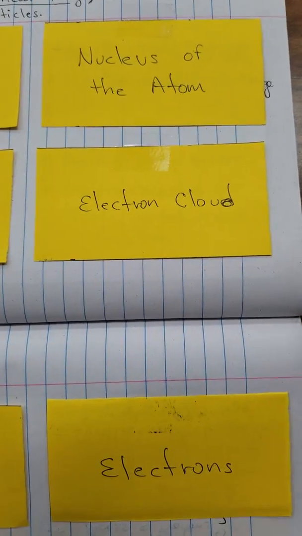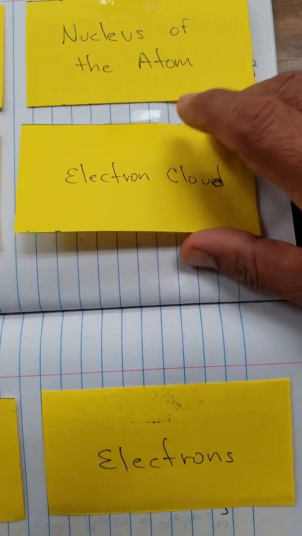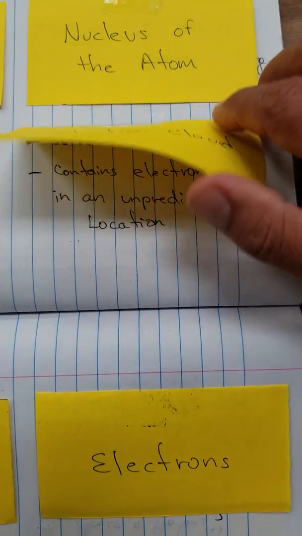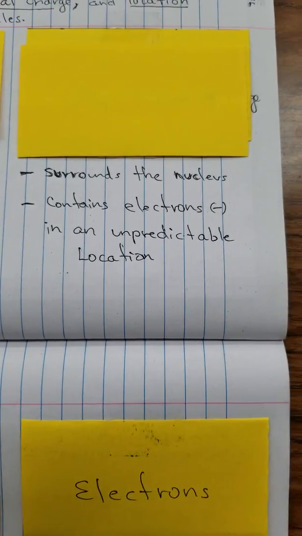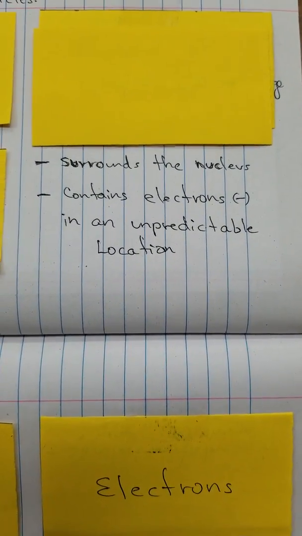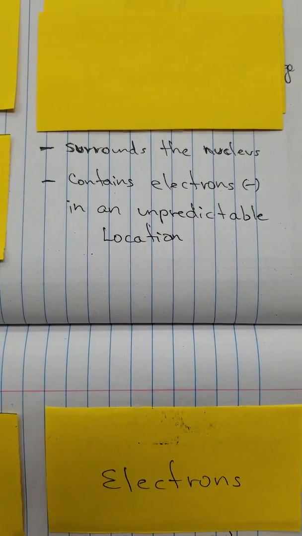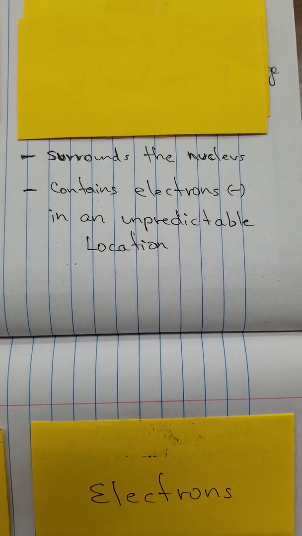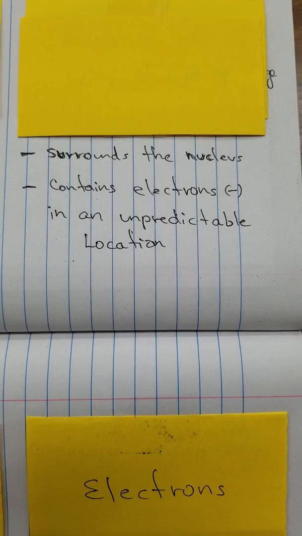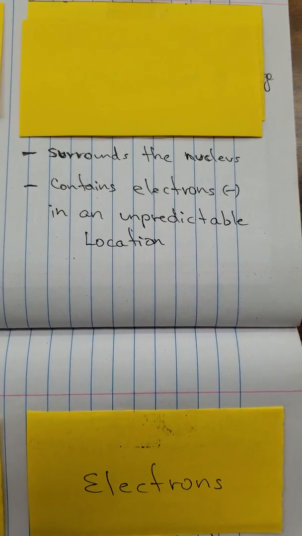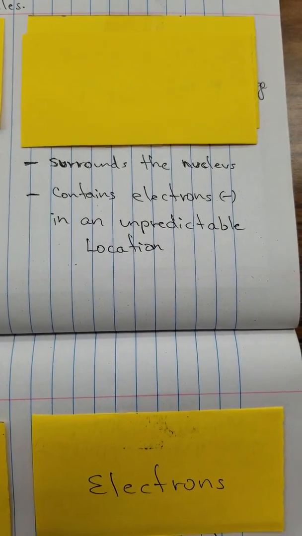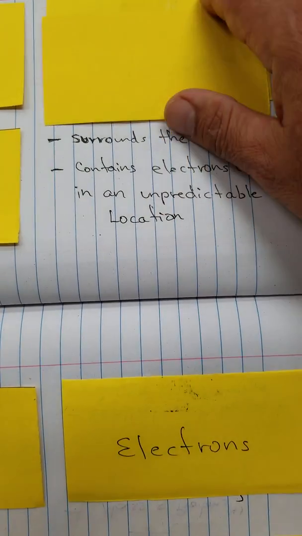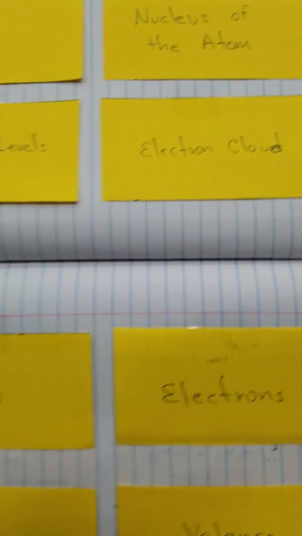This is the Electron Cloud. The Electron Cloud is just a different model that we are going to be using. It has different components on it. This one, you can write down that it surrounds the nucleus, outside the nucleus. It contains also electrons, but this one's in a very unpredictable location. It's hard to tell where the electrons are located at any given time. Moving down to the next one.